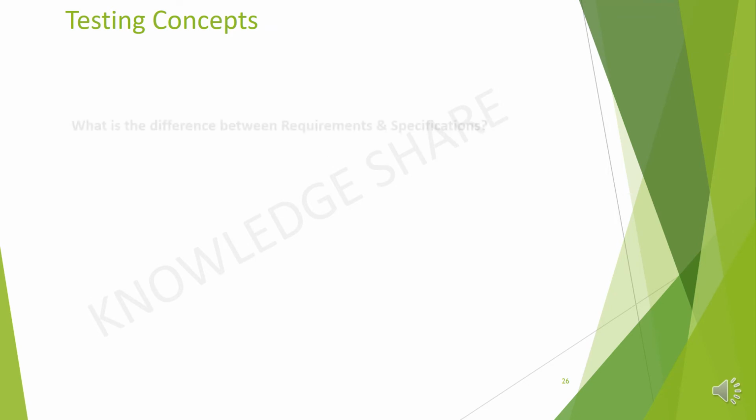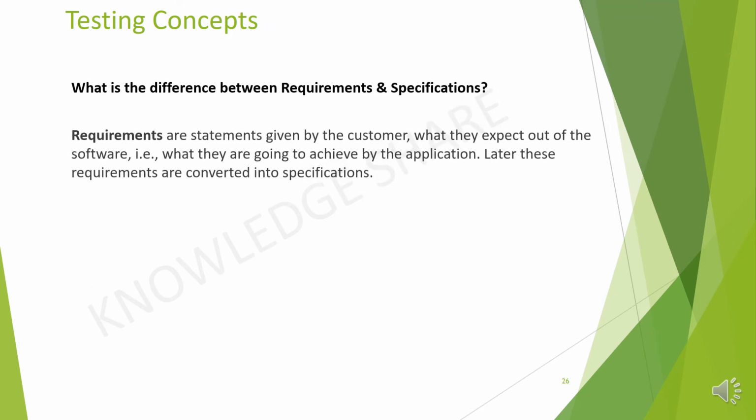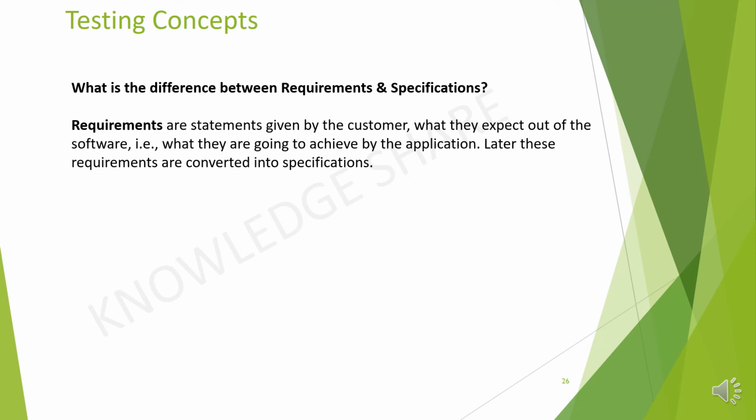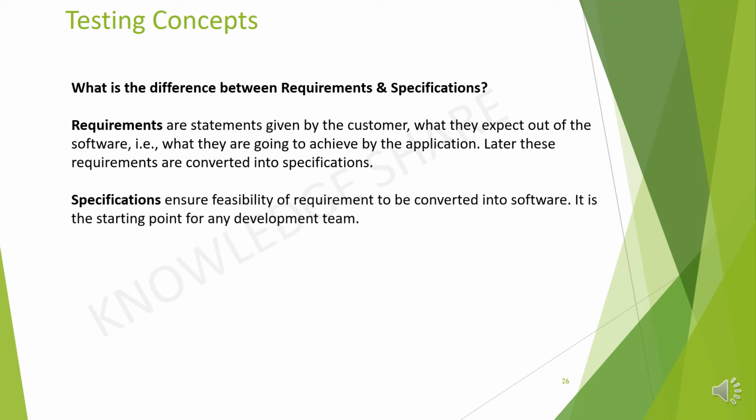Next question, difference between requirements and specifications. Requirements are statements given by the customer what they expect out of the software, that is, what they are going to achieve by the application. Later, these requirements are converted into specifications, whereas specifications ensure feasibility of requirement to be converted into software. It is the starting point for any development team.